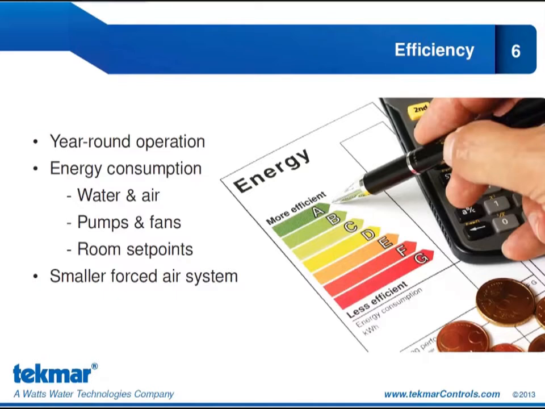The last point we're going to cover under efficiency is the forced air system. So radiant systems are typically installed with a forced air system. And the reason for that is that in heating mode, radiant heating typically cannot provide all of the heating needs of the space. And in cooling, we can only address the sensible cooling load. We can't address the latent cooling load. So for those reasons, a radiant heating and cooling system will be paired with a forced air system.